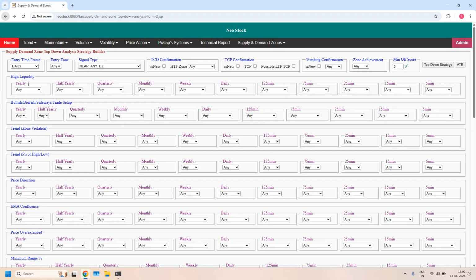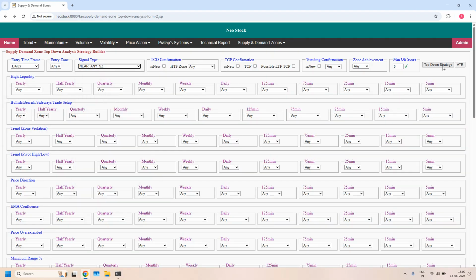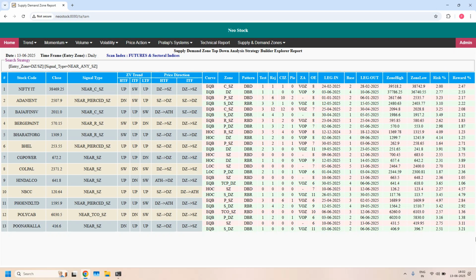Okay, next, for daily time frame, stocks near to the daily supply zone, we got 13 stocks. Let us identify high liquidity daily supply zones from this list. Nifty IT having high liquidity zone, but it is not listed in F&O, so I am ignoring it. Bajaj Finserv is having a daily high liquidity supply zone. It is also having a daily high liquidity demand zone. So you may get trade opportunities either side.